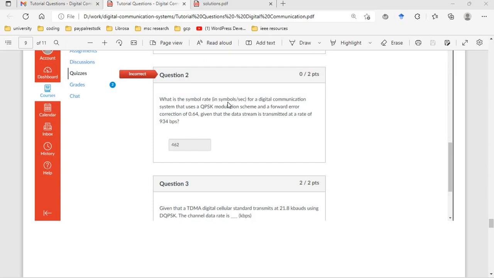What is the symbol rate in symbols per second for a digital communication system that uses QPSK modulation scheme and forward error correction of 0.64, given that the data stream is transmitted at a rate of 934 bits per second?